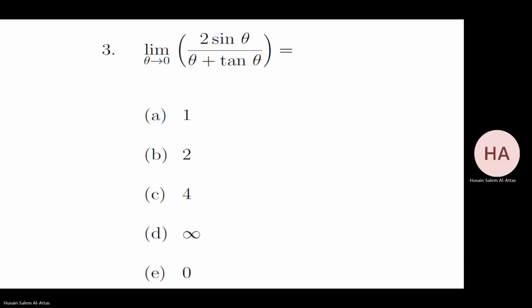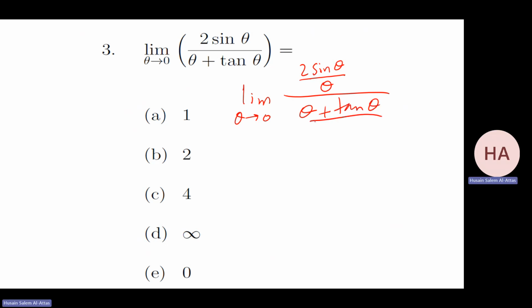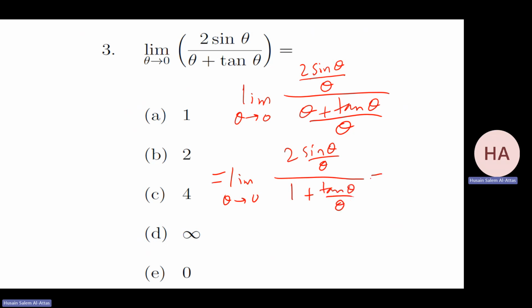Okay. Now let us do the problems. In part A, if we just divide by theta, what will you have? Divide by theta in the numerator and in the denominator. So I'm multiplying by 1, I'm doing no changes. That will be 2 sine theta over theta, over 1 plus tan theta over theta. Distribute the limit. This is 1, this is 1. So it will be 2 over 1 plus 1, and that will be 1.